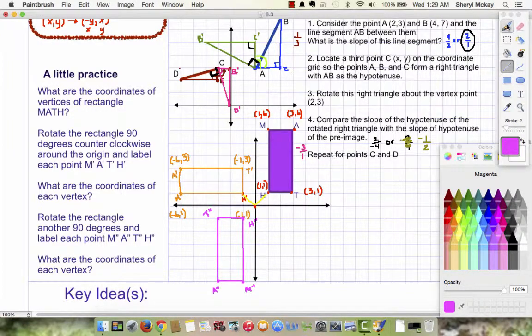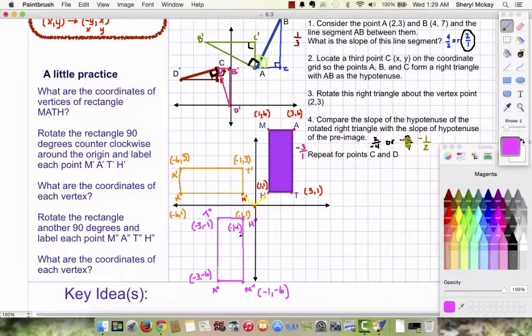The vertices are, let's see, this is -1, -1. This one is -3, -1. This one is -3, -6. And this one is -1, -6.